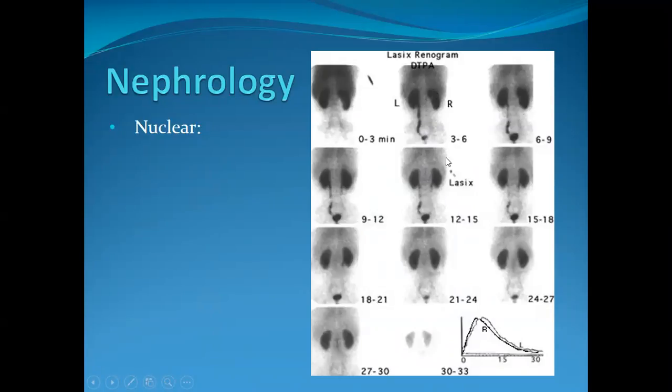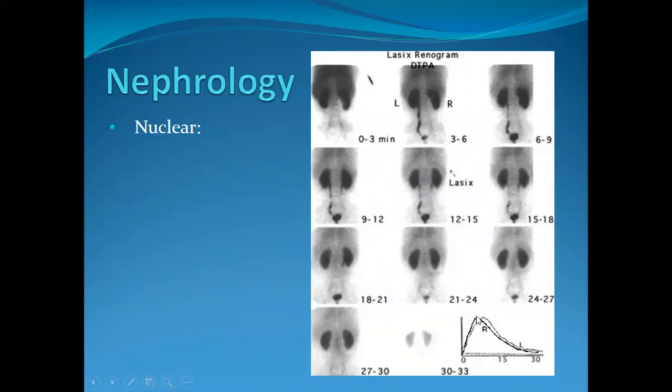You'll give your Lasix, like right here, at 12 to 15 minutes, and then just watch these kidneys, see how they fade away over time. By 30 to 33 minutes, they're pretty much gone. So they both completely washed out the radioisotope, and they've washed it out symmetrically. So that lets us know that this collecting system isn't obstructed, it's just ectatic or dilated.